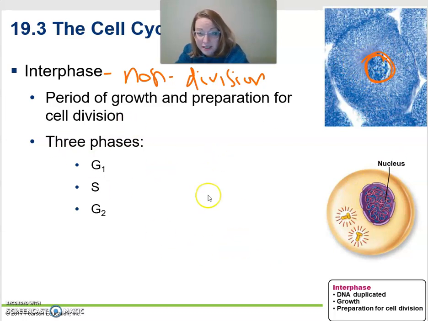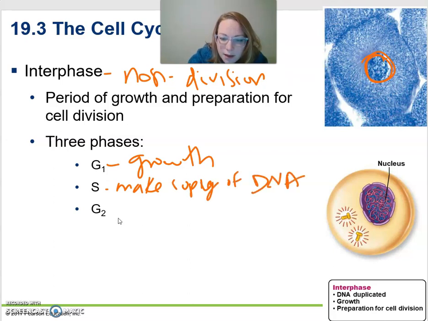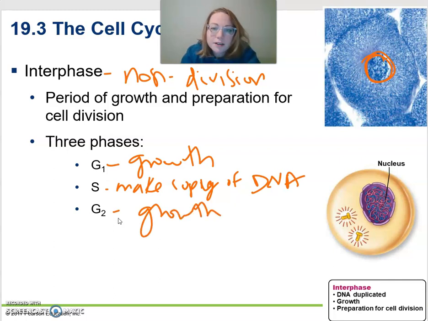And there are 3 phases there, G1, S, G2: Gap 1, synthesis, Gap 2. So think about growth. Synthesis, you make a second set of DNA. And then Gap 2, growth again, preparing to divide.